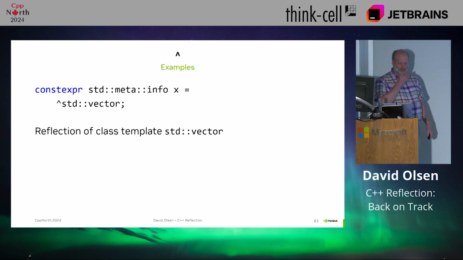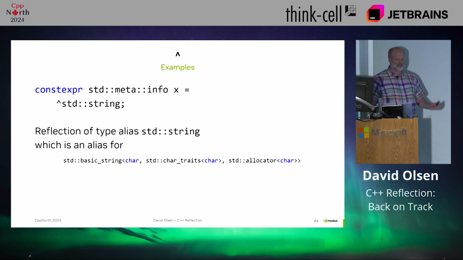If we just do caret std vector, that's a reflection of the class template std vector, not of any particular instantiation. Those are separate. The reflections of the types that are in the instantiations and the reflection of the template itself are different things.